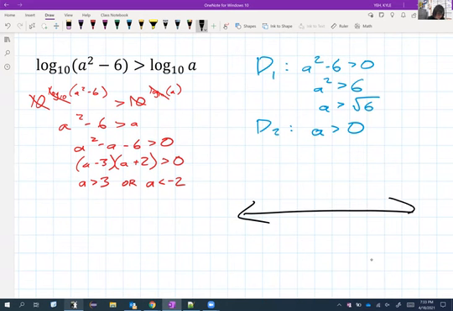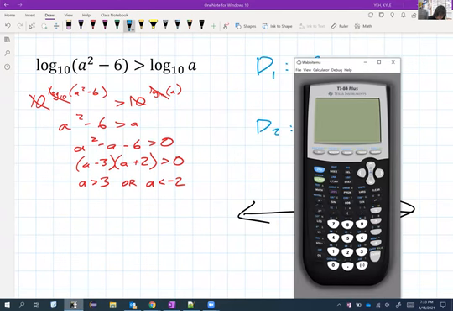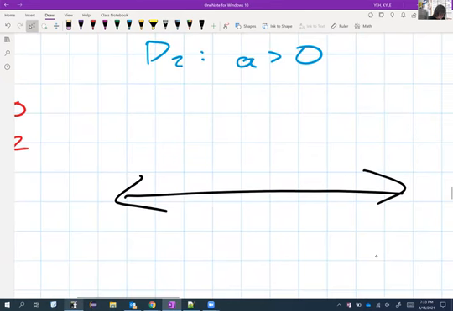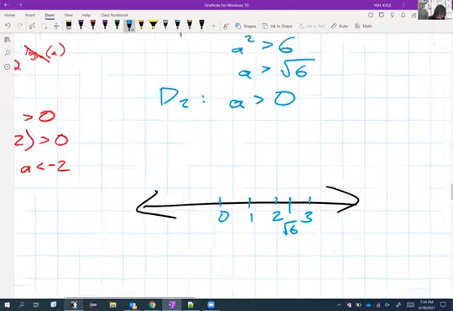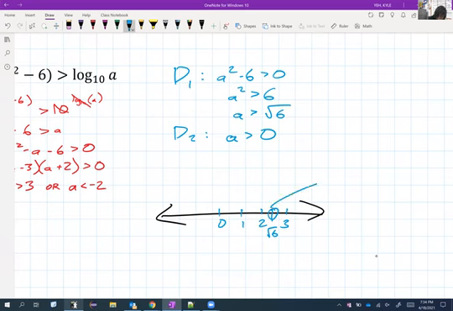On my number line, domain 1, a is greater than root 6. So what is the square root of 6? 2.4-ish, so between 2 and 3. So I'm going to say 0, 1, 2, 3. I'm going to call this root 6. So domain 1 said a is greater than root 6. Domain 2 said a is greater than 0.